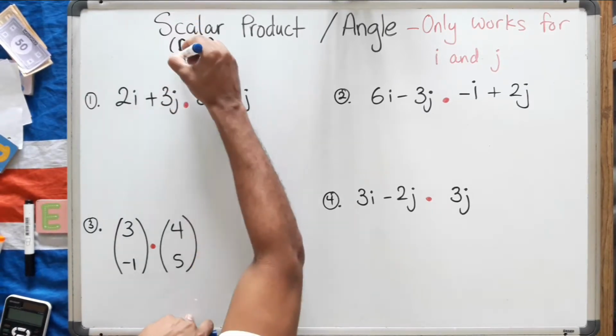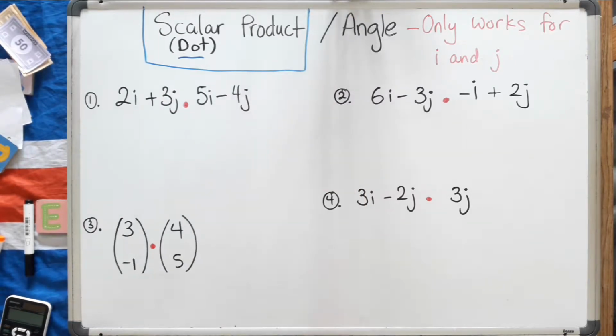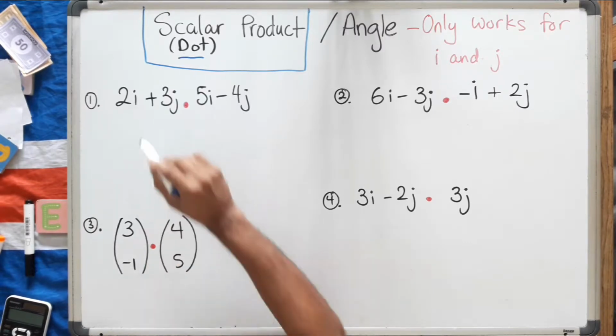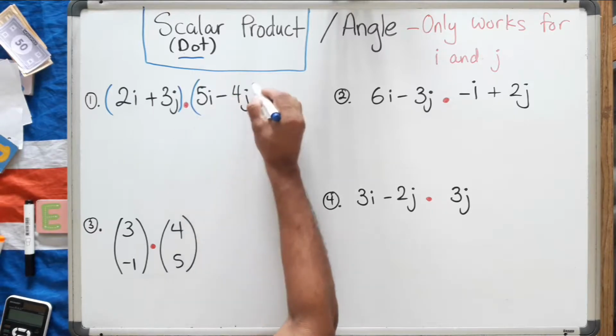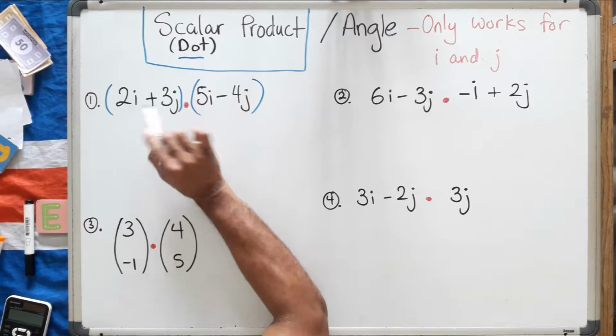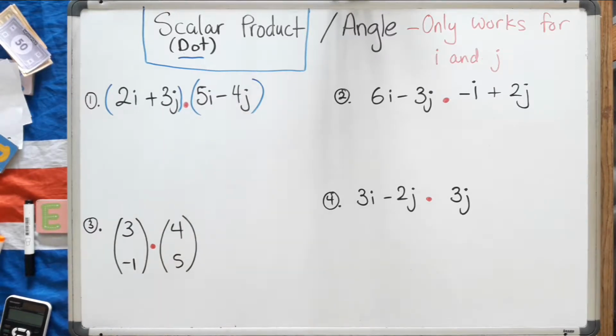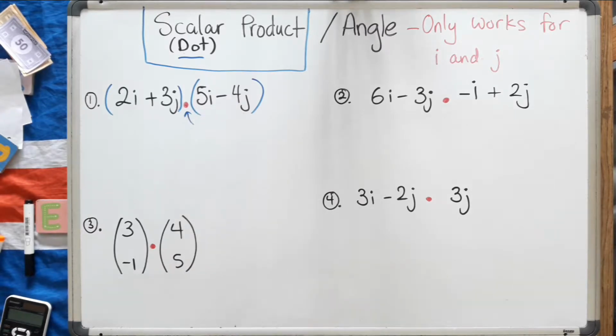Scalar product is also known as dot product, and I believe this is the easiest thing you will ever have to do in maths. If they give you two vectors, I should put them in brackets to show that this vector is separate from this vector. Each vector has an i and a j. This here is the symbol for scalar product, or dot product, a little dot in between. It's not the same exact thing as multiply, as some people believe.